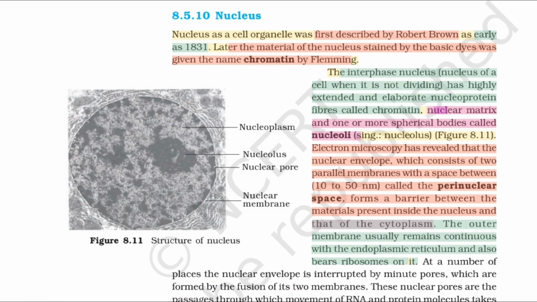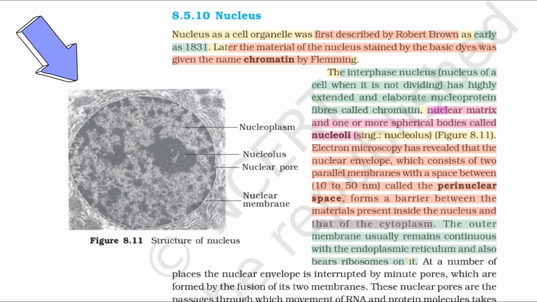8.5.10. Nucleus. Nucleus as a cell organelle was first described by Robert Brown as early as 1831. Later, the material of the nucleus stained by the basic dyes was given the name chromatin by Fleming. The interphase nucleus of a cell, when it is not dividing, has highly extended and elaborate nucleoprotein fibers called chromatin, nuclear matrix and one or more spherical bodies called nucleoli, singular nucleolus, figure 8.11.